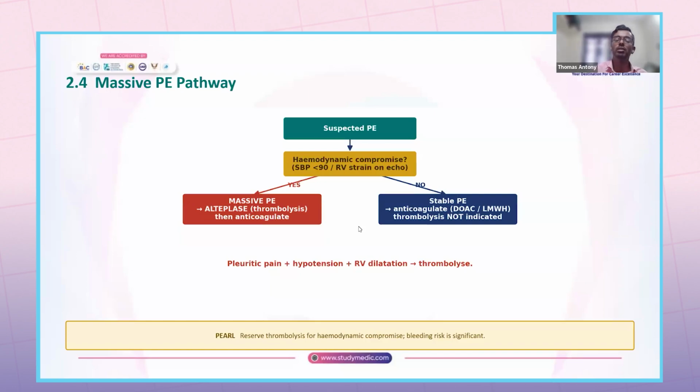You have to go for a thrombolysis. Okay, so then it is considered to be a massive pulmonary embolism. Then we have to go for thrombolysis with alteplase, then anticoagulate. If these things are not there, then stable PE, you can anticoagulate the patient with DOAC or low molecular weight heparin. Here, thrombolysis is not indicated.